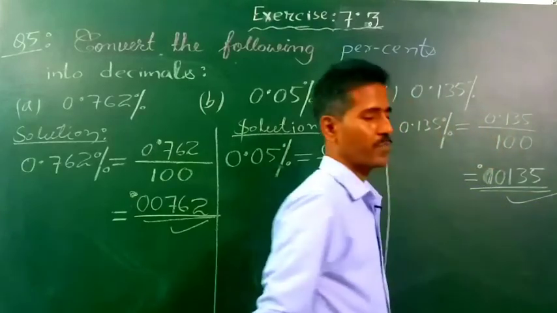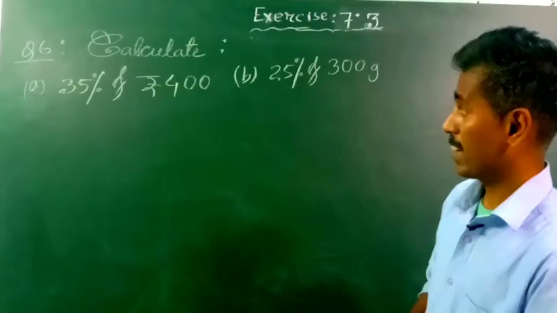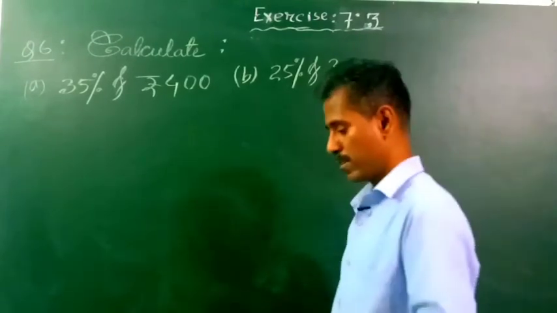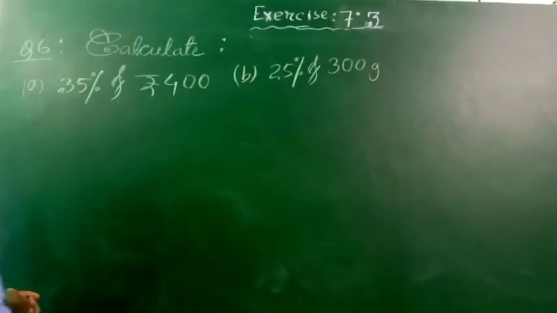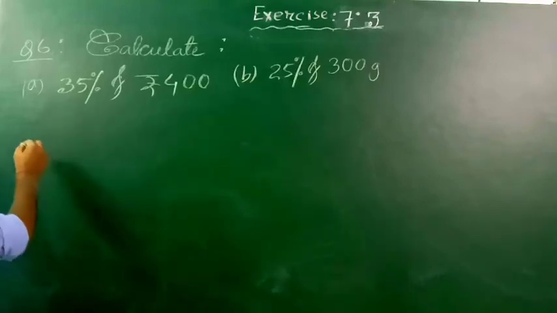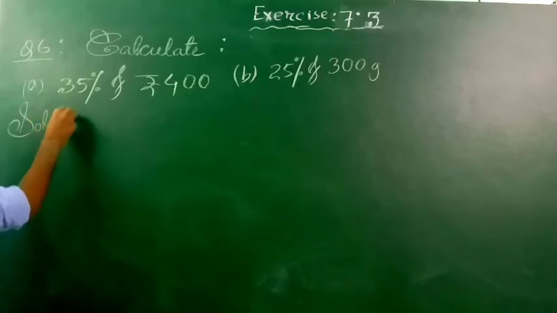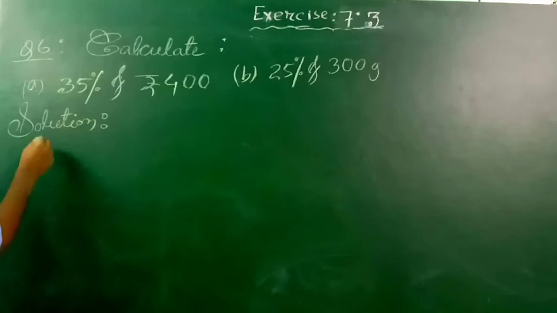0.00135. Okay, to all children, now let us proceed to question number 6, that is calculate. Sub question A, we got 35% of rupees 400. Okay, so let us solve it. Solution, what we got?